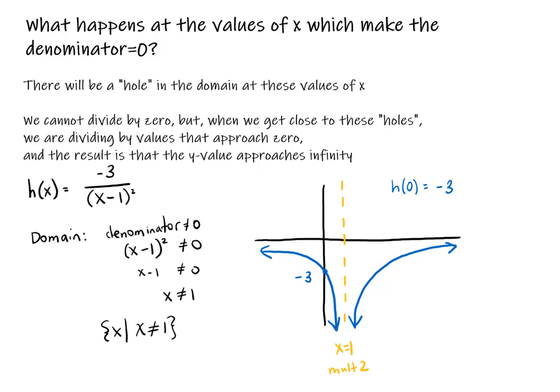Let's go ahead and write the behavior of the graph. As x approaches 1 from both sides, then y will approach negative infinity. And we don't have to make two statements, because the behavior of the graph goes to negative infinity no matter which direction we're coming from.